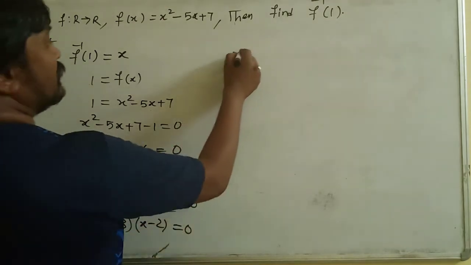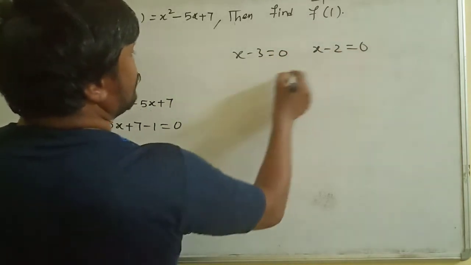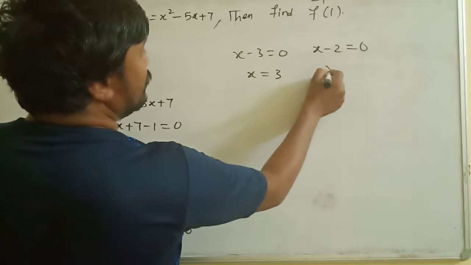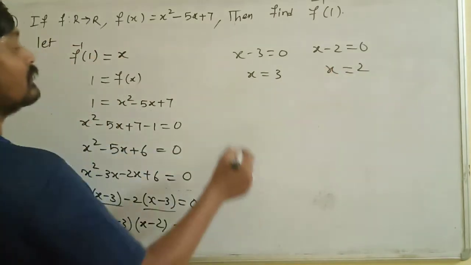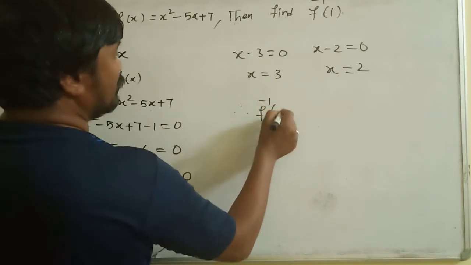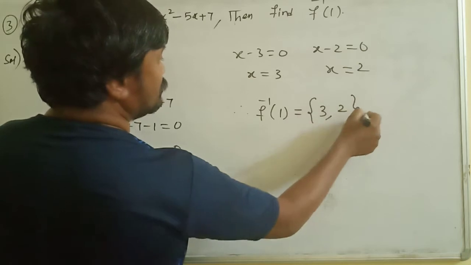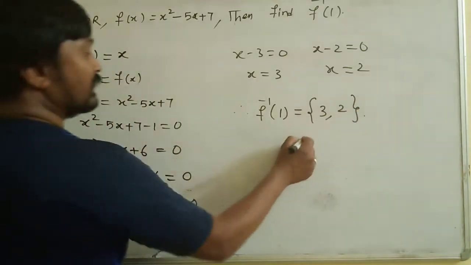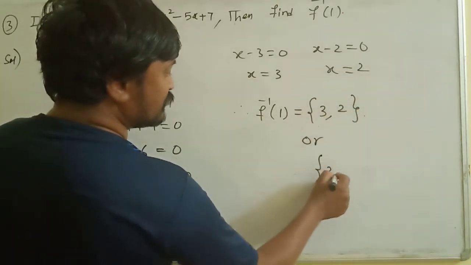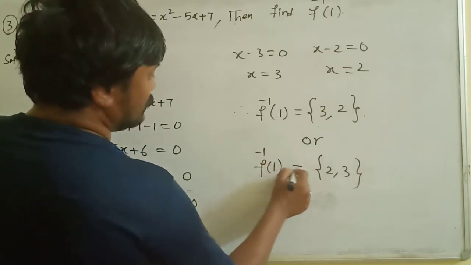Then at last x minus 3 is equal to 0, x minus 2 is equal to 0, x is equal to 3, x is equal to 2. Therefore f inverse of 1 is equal to 3 comma 2 or 2 comma 3, or you can write this only 2 comma 3. This f inverse of 1.